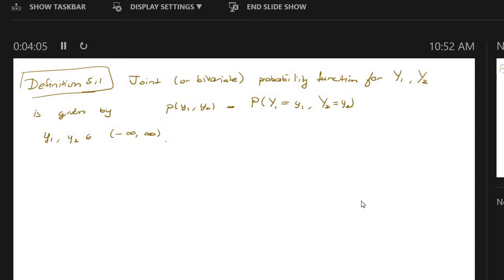The first one is the definition of a joint or bivariate probability function for Y1 and Y2. So you could have 2 random variables on the same sample space. And they give some experimental data where they talk about why you might want more than one random variable on that sample space as an application. So it's given by, this little p now is not just a function of y, it's a function of 2 coordinates: Y1 equal to little y1 and Y2 equal to little y2, where y1 and y2 are real numbers from minus infinity to infinity. So it's a multivariable definition of a probability function.